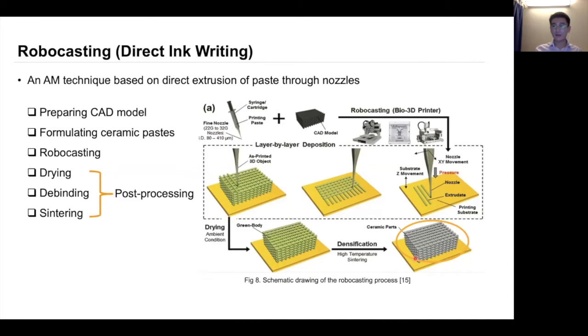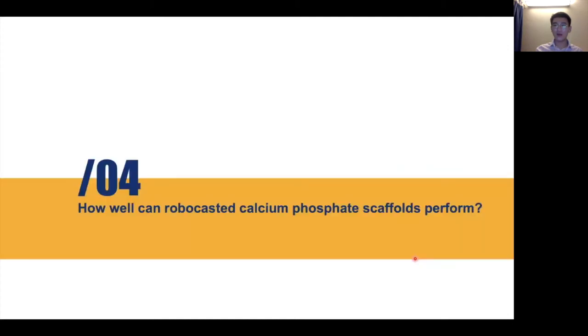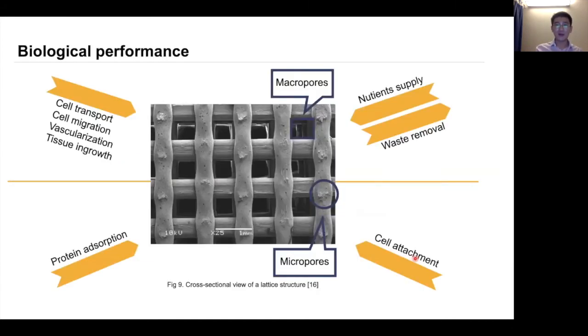Now that we have this sintered ceramic lattice, let's take a look at how well these robocasted scaffolds actually work. Probably most of you are also interested to find out. This is an SEM picture of a robocasted lattice structure, whereby you can see that there are both macropores in between the struts, as well as micropores on the surface of the single struts, or even within the struts. These two types of pores perform different biological functions. The macropores facilitate cell transport, cell migration, as well as vascularization, which is basically blood vessel formation, as well as tissue ingrowth.